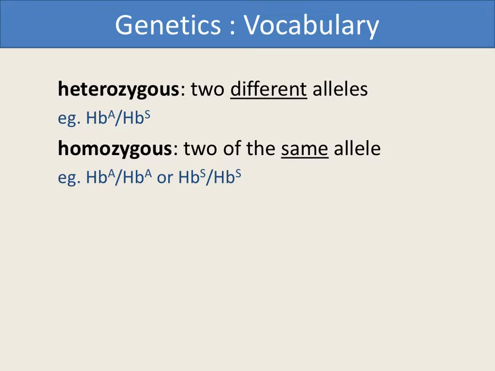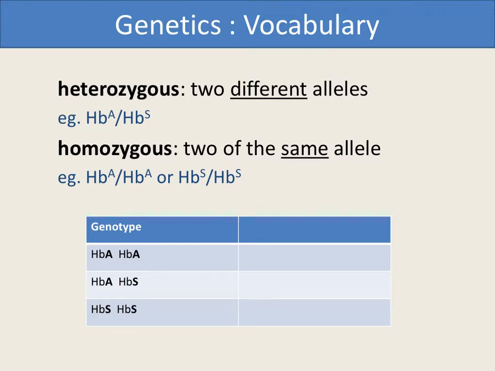And a homozygote is either HbA-HbA or HbS-HbS. The normal type is HbA-HbA, have normal hemoglobin. The other, HbS-HbS, they have sickle cell anemia. It's anemia because their cells don't carry oxygen very well. And also they change shape and gum up the works.